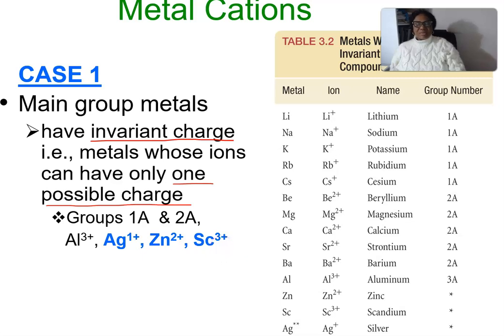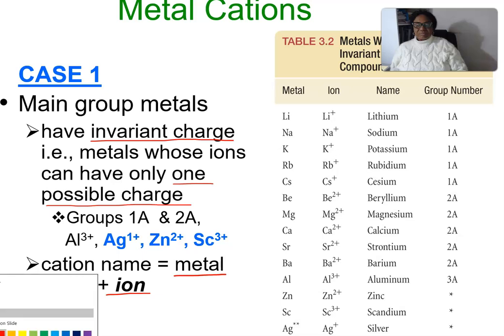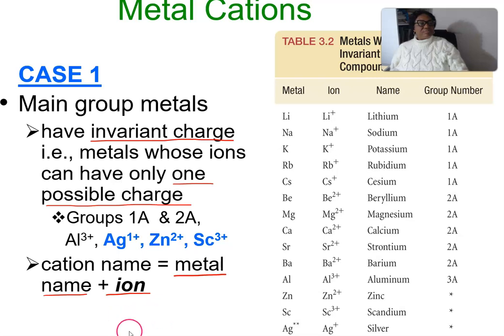How do we name them? Cation name: the metal name plus ion. So that's how we name them.